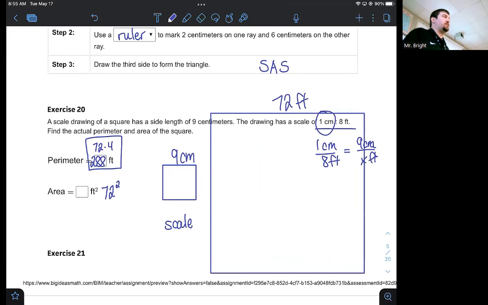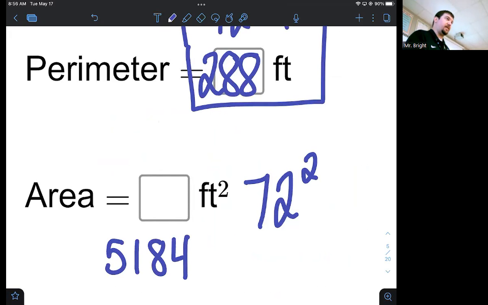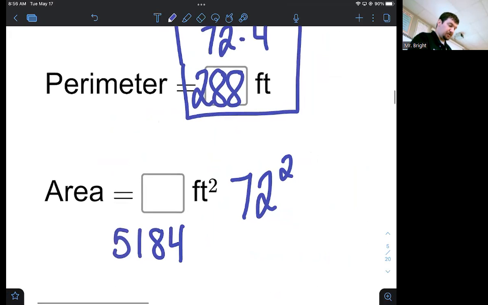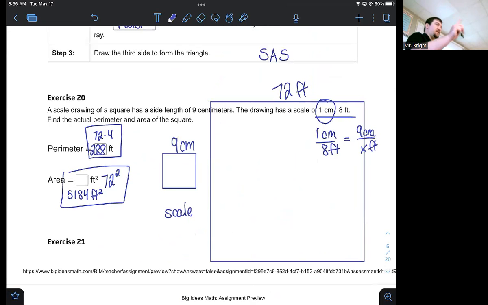What is 72 squared, Lucas? 5,184. Did I write it down correctly this time? Okay. And then as you can see, it's going to be labeled in feet squared because area is 2-dimensional space and requires feet. Not just regular feet, but feet squared.